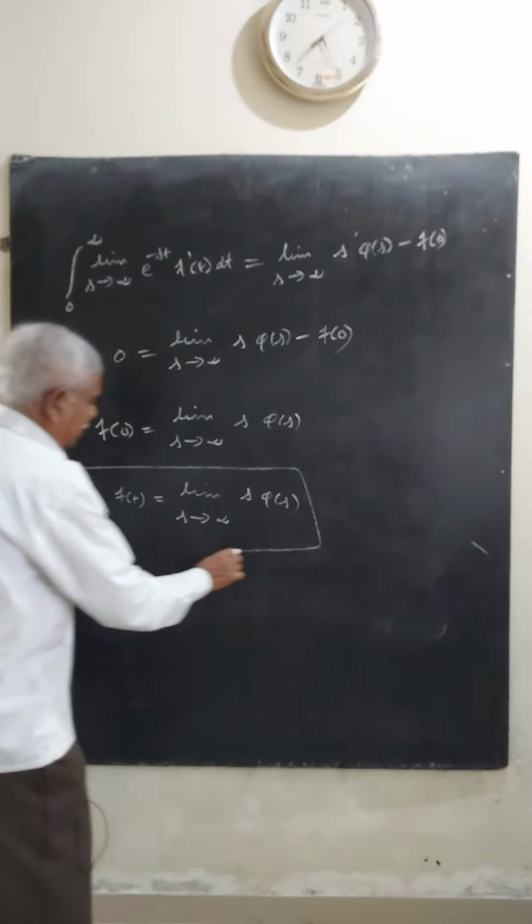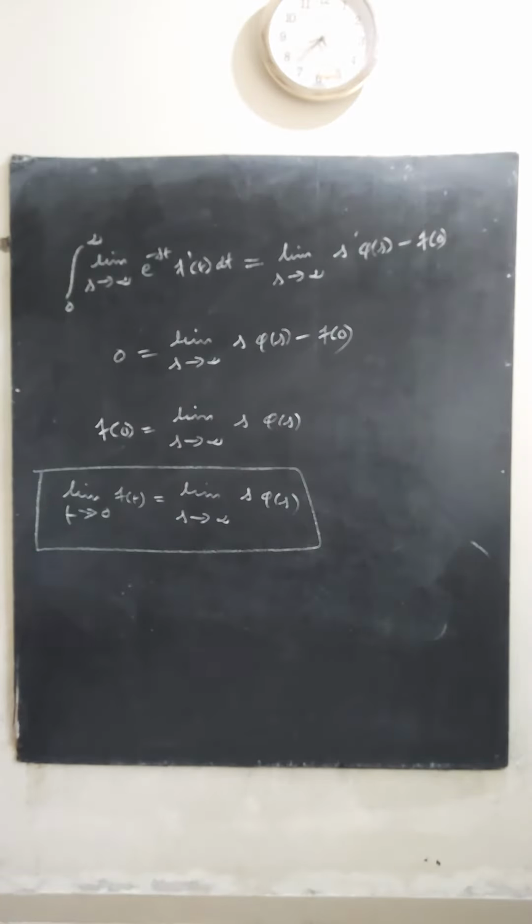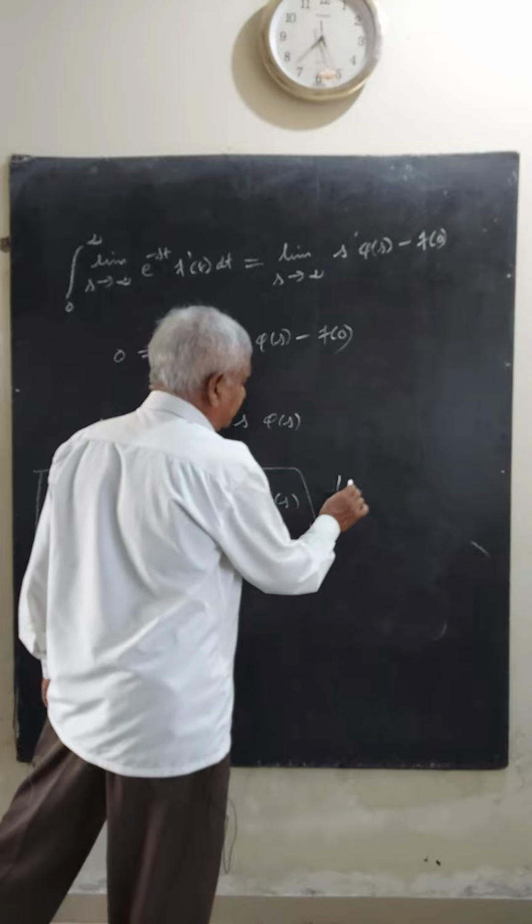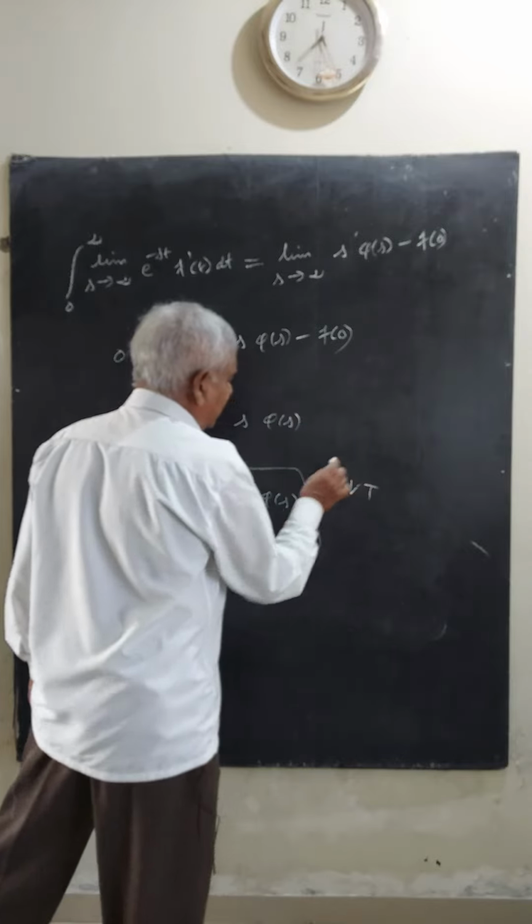This is called the initial value theorem. Here 0 comes, therefore we are writing the limit on the side, limit t tends to 0 of f of t. If you put the limit, f of 0 will come, the same will come. Therefore this is the initial value theorem, IVT, initial value theorem.